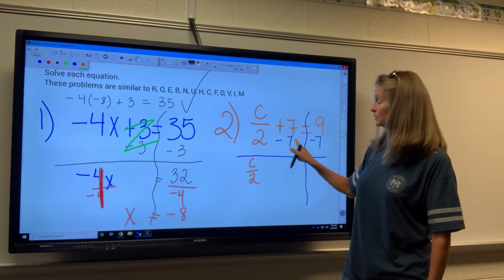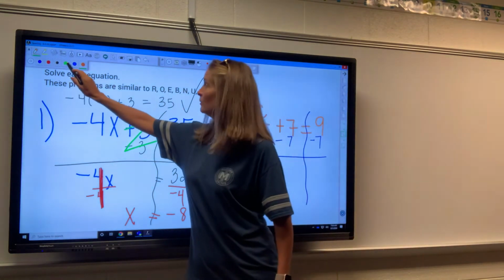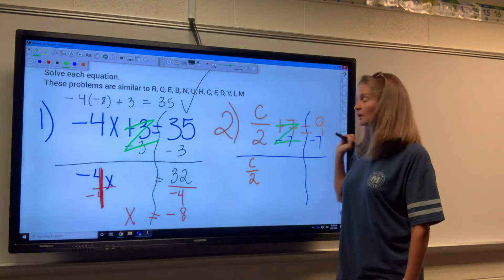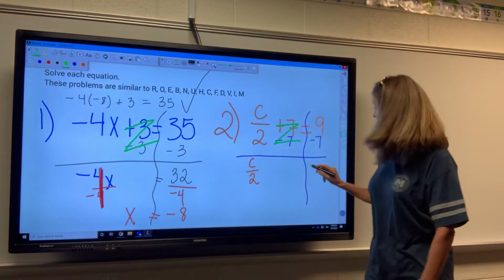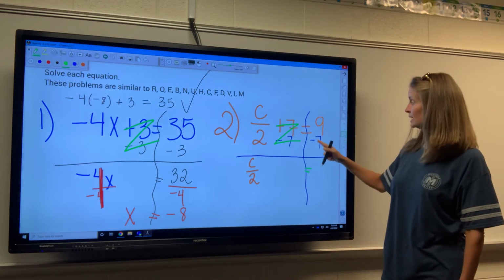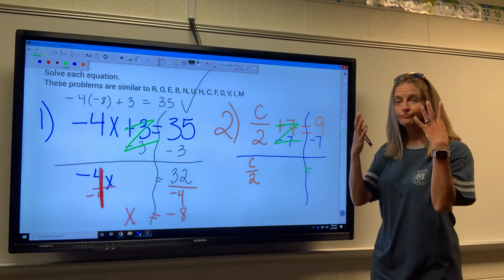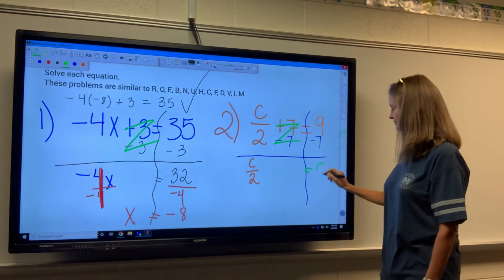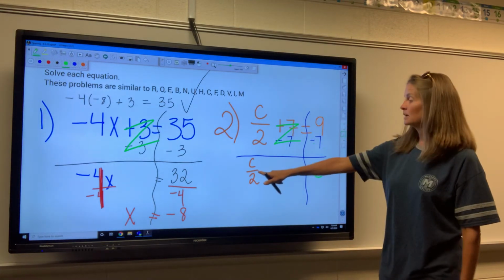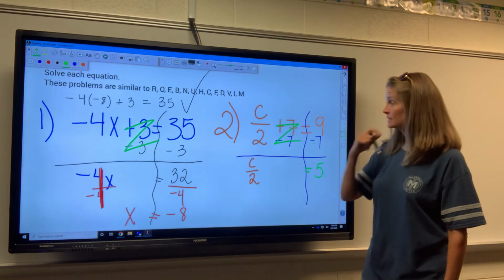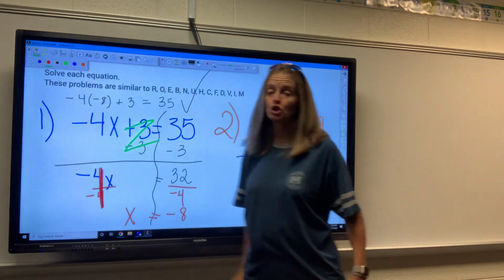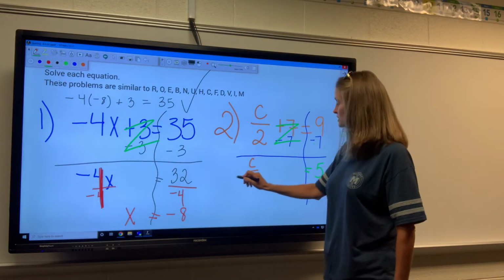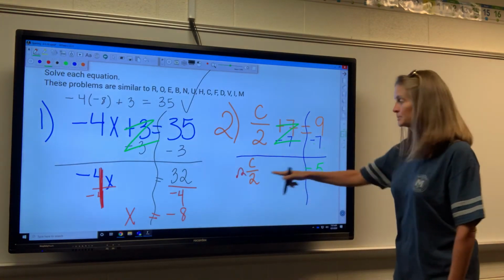Did we mess with the 7 and the 7? Well, yeah. What happens when you have $7 and you spend $7? You got 0 left. And then equals, what is 9 minus 7? That's good. All right, now you have C divided by 2. What's the opposite of division? Multiplication. So we're going to times by 2.